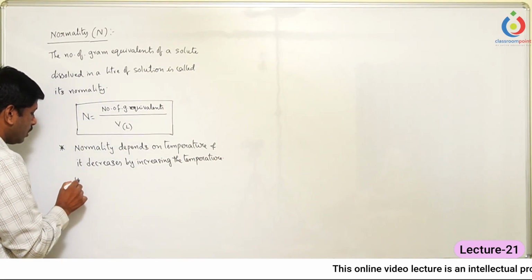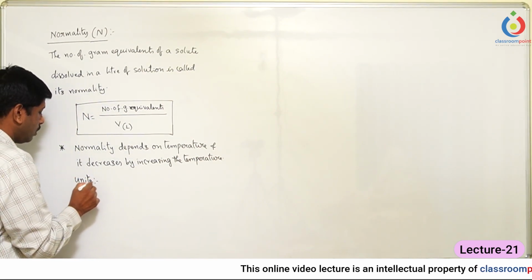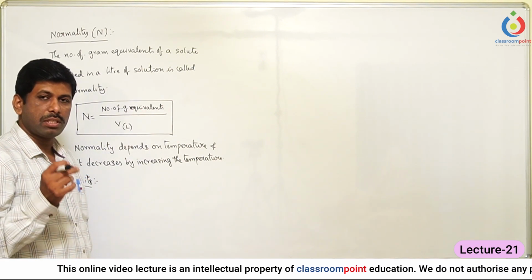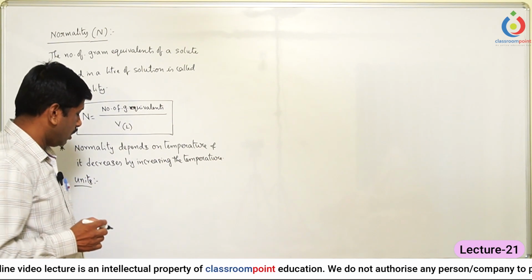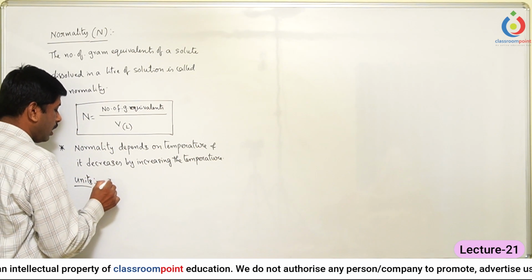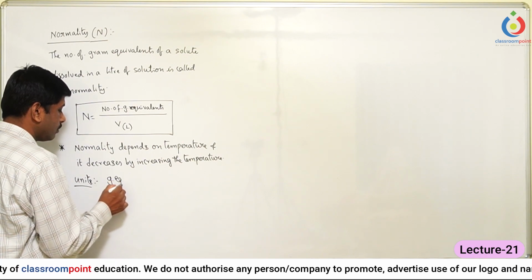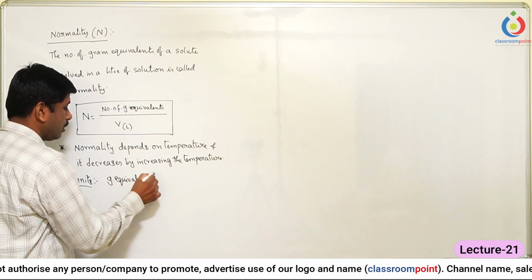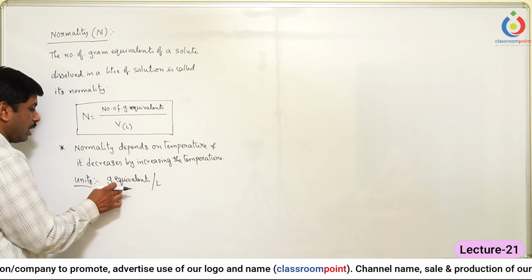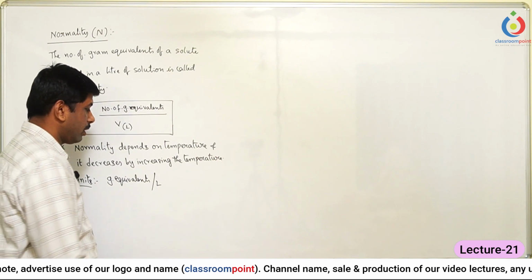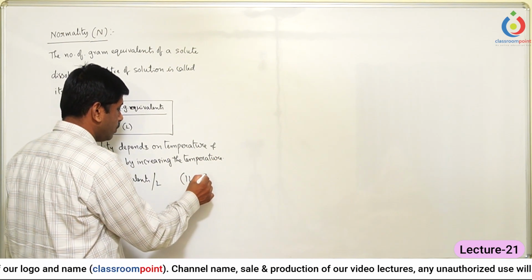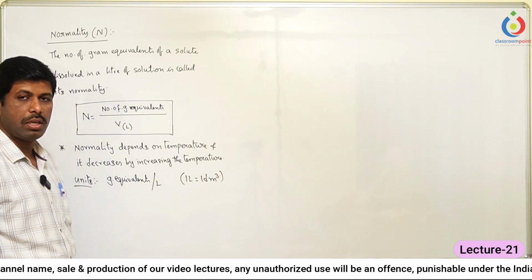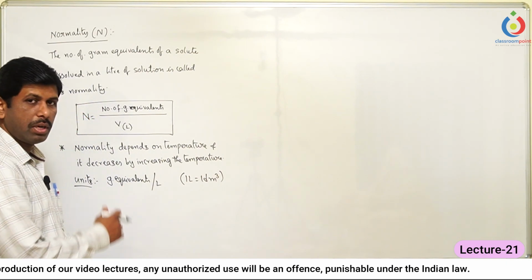Now, what are the units of normality here? Number of gram equivalents is just a number, not a mass. That's why here we can take gram equivalents. Liter is the volume of the solution. So gram equivalents per liter, or, since 1 liter equals 1 dm cube, gram equivalents per dm cube is also a probable unit of normality.